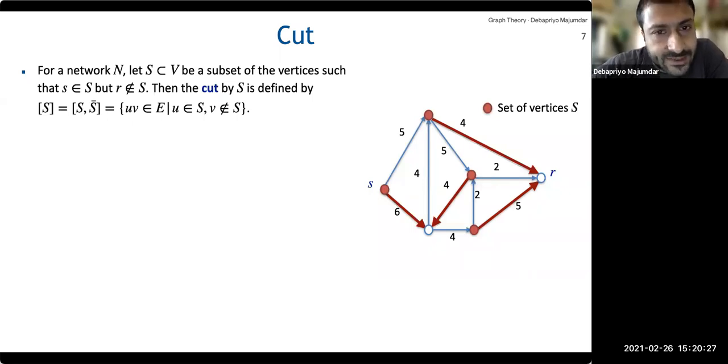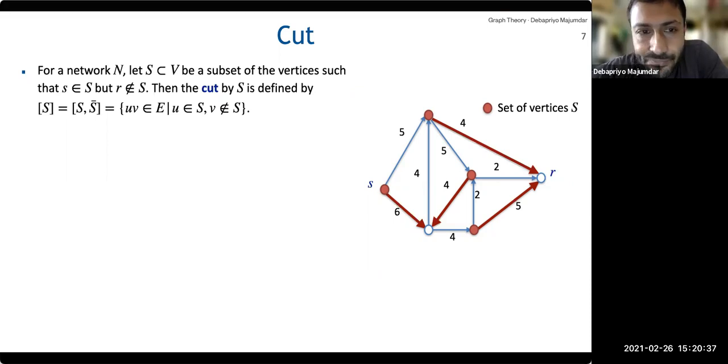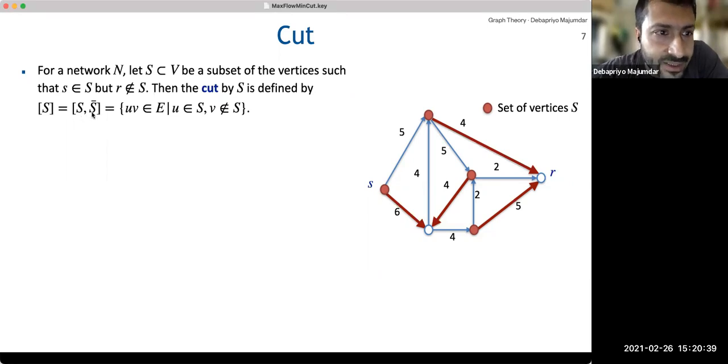Then the cut by S is defined by the set of edges from S to outside. So I told you that I will give this a nicer name. Obviously, there we defined it for any subset of vertices, but for a cut, we need this condition that it contains the source and not the sink. So this is essentially the set of edges from S to S bar, where S bar is the complement of S.